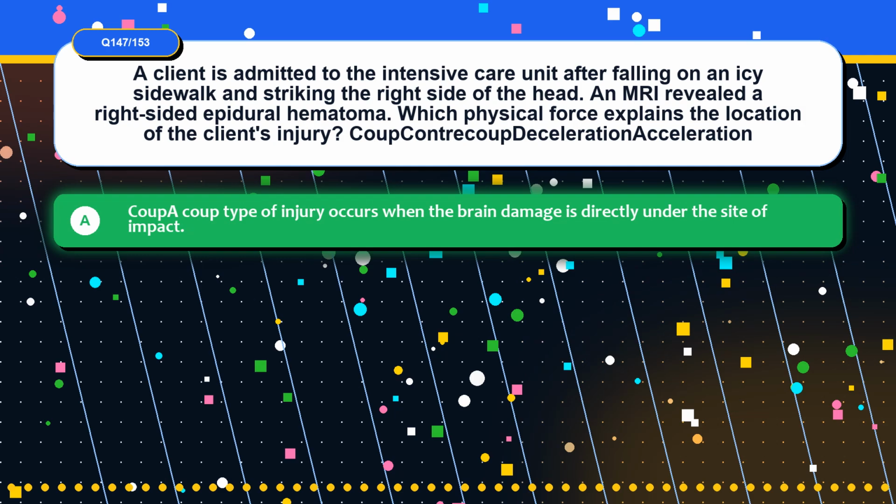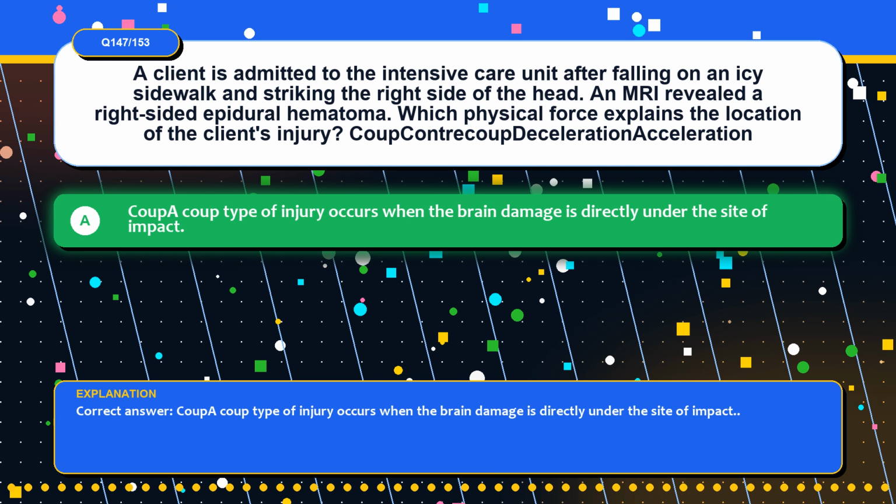The correct answer is option A. Coup. A coup type of injury occurs when the brain damage is directly under the site of impact. Correct answer.